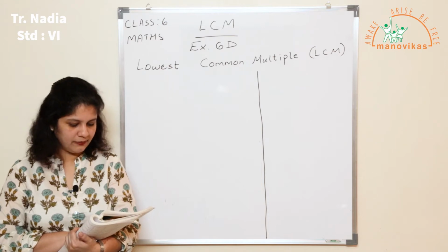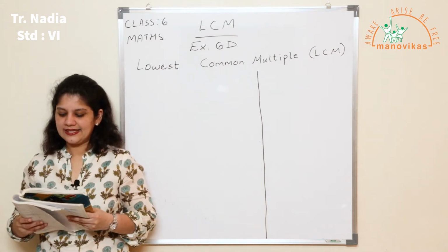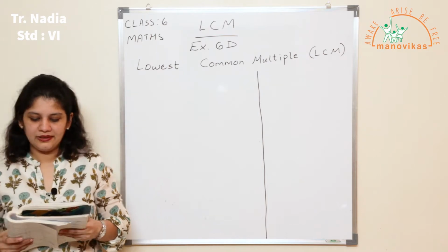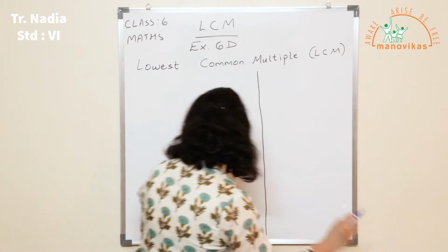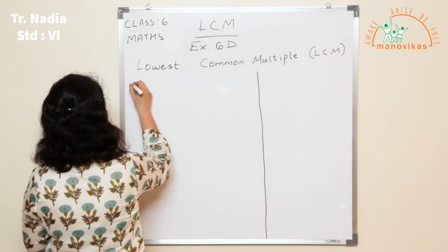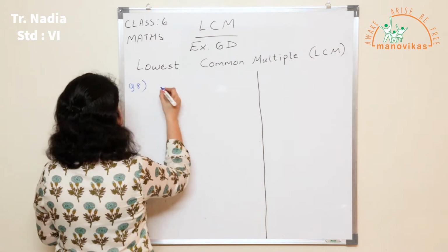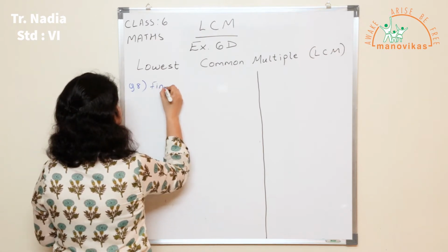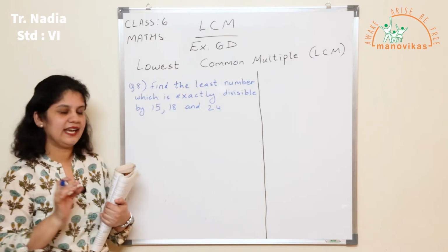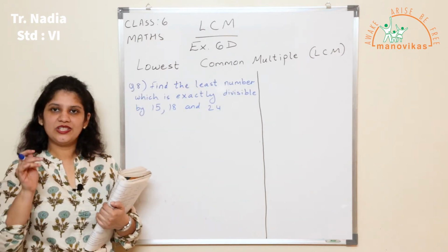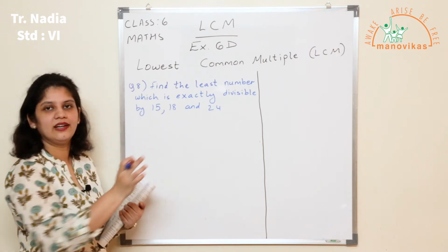Let's go to question number 8. Find the least number which is exactly divisible by each of the numbers 15, 18 and 24. So this is question number 8. I have to find the least number. I have three numbers here, 15, 18 and 24. So which will be the smallest number that can be divided by 15, 18 and 24?